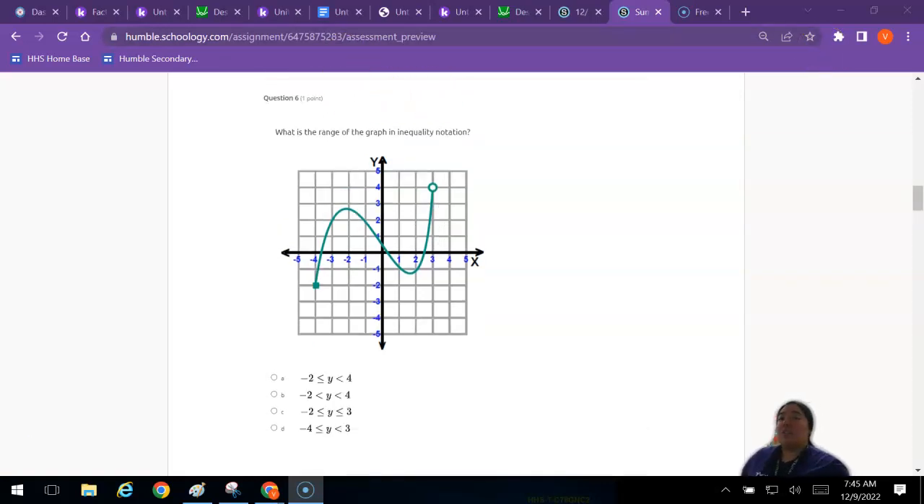All right, so this one is range. What am I looking for, x's or y's? Y's. That means I start from the bottom y and go to the top y. What kind of 2? Good. But look at where that negative 2 is. Should it have a bracket or parentheses? Bracket. And at the 4? Parentheses.